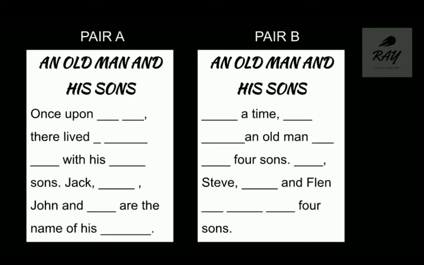Okay, so when pair A reads his or her passage, pair B will fill in the blanks, and the same way, when pair B is reading the passage, pair A will fill in the blanks. So here they dictate the information to each other and complete the text that way. So this is how it goes on. Okay, and the next activity is the rebus story.